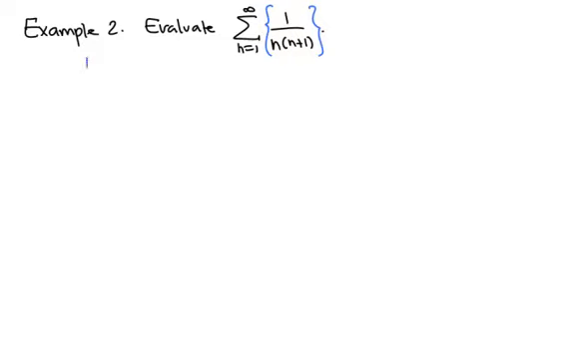When n is equal to 1, I get 1 over 1 times 2. When n is equal to 2, I get 1 over 2 times 3. When n is equal to 3, I get 1 over 3 times 4. When n is equal to 4, I get 1 over 4 times 5. Right, that's the list, the sequence. The series is what I get by adding up the terms of this sequence.